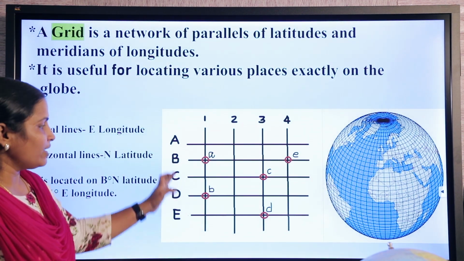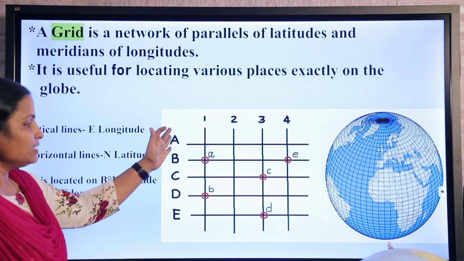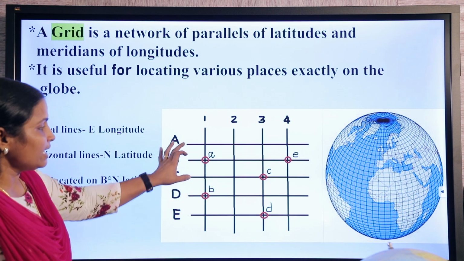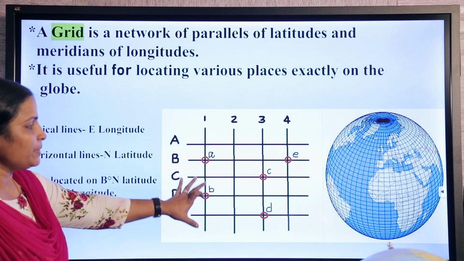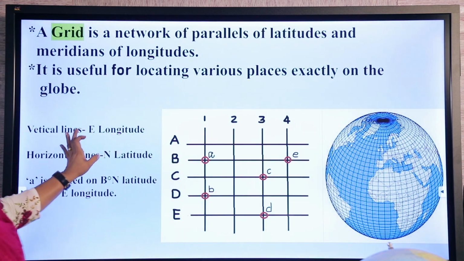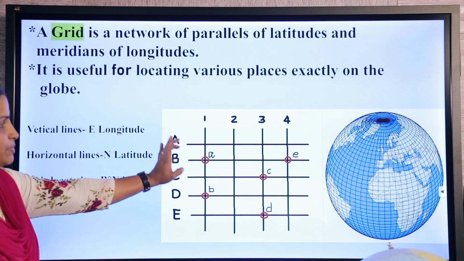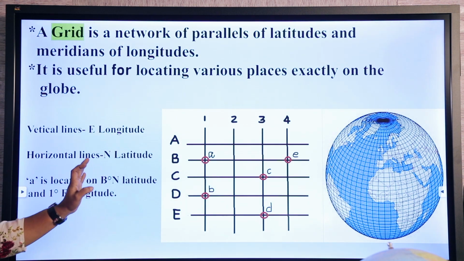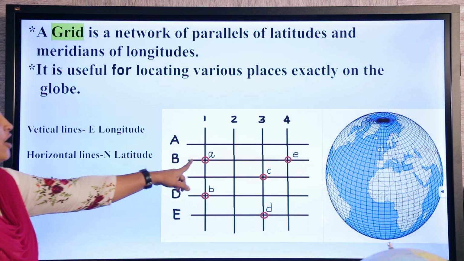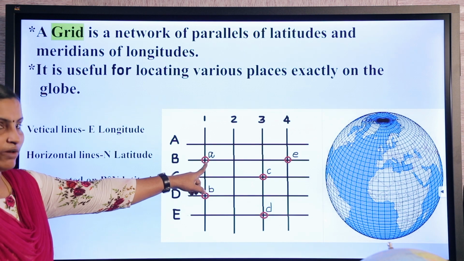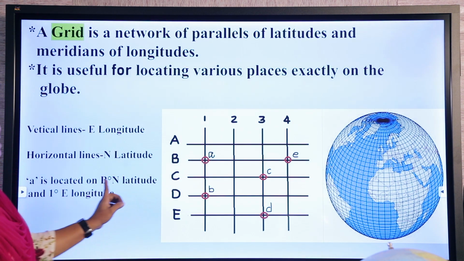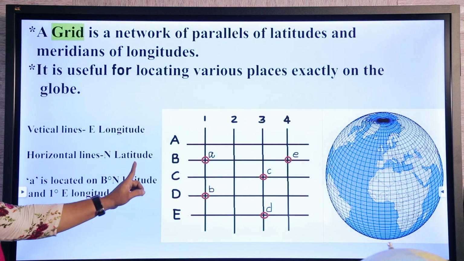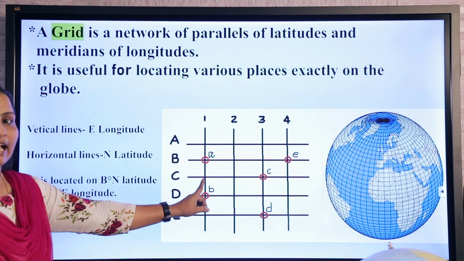Here I have given A, B, C, D, E for the vertical lines and 1, 2, 3 for the horizontal lines. Here you can see some points A, B, C, D, E. See here, vertical lines represent eastern longitude and horizontal lines represent northern latitude. So how can we locate this point A? Where is the point A? A is located on B degree N latitude and 1 degree E longitude.